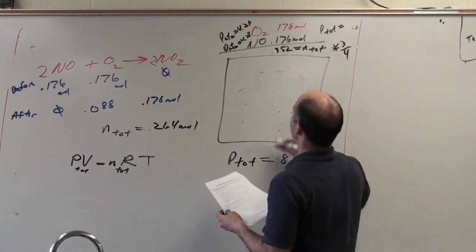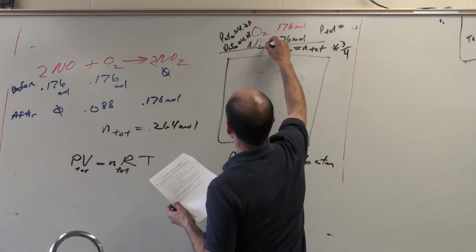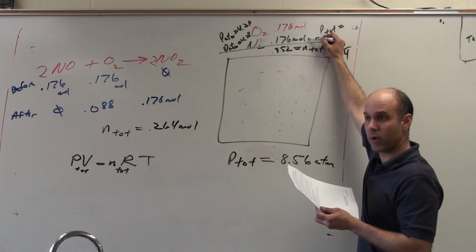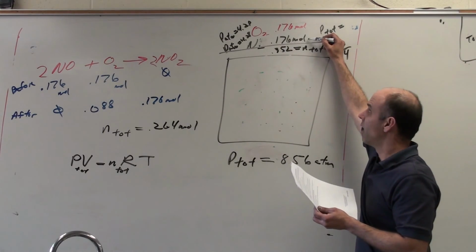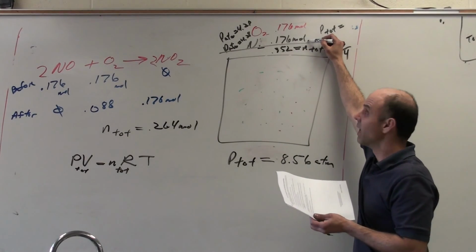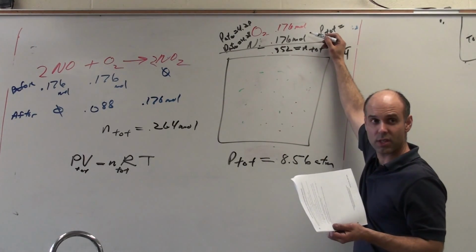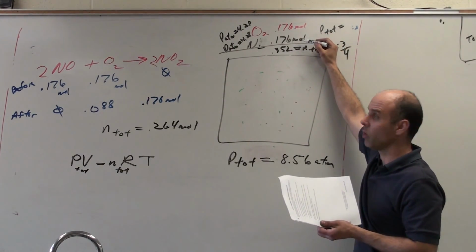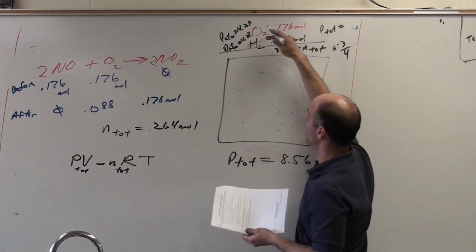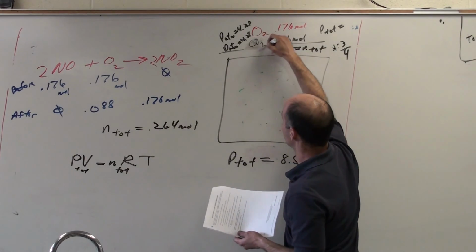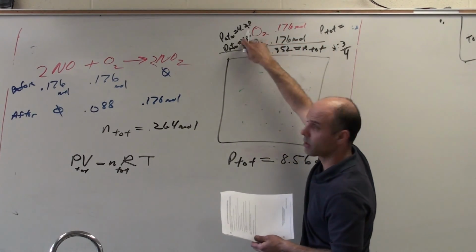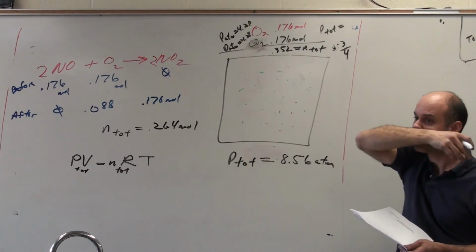Okay, I see what you're saying. In the original problem, it was N2, but the moles were the same. That's one of the beauties of the ideal gas equation. All gases are treated the same, so as long as it's 0.176 moles, I don't care what the gas is, it's going to have that pressure. Whatever the gas is, if you've got 0.176 moles of it, the pressure's going to be 4.28.